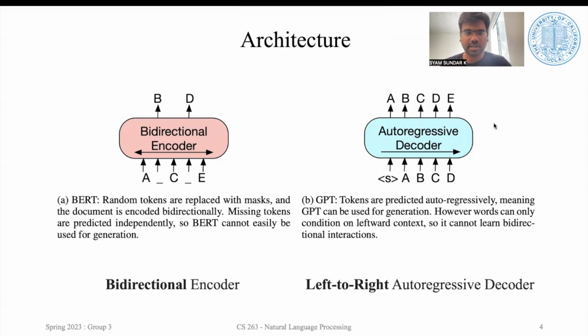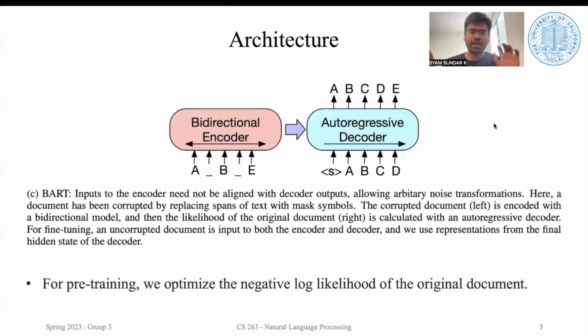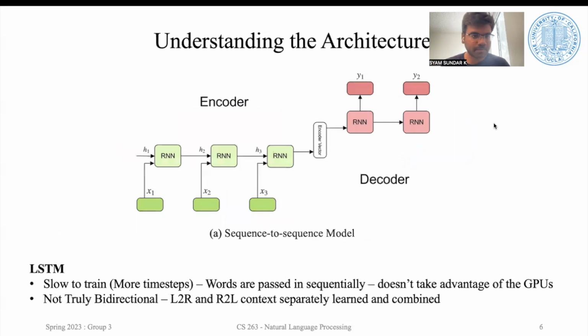Here, the encoder takes in the input A _ C _ E. Let's assume that the corpus has A, B, C, D, E. Here, the encoder generates B by seeing A and D by seeing C. Similarly, for the decoder, the input sequence is a start token, A, B, C, and D. So it generates E by understanding the sequence A, B, C, and D, because E is the obvious next character after D. So combining these two, an encoder and a decoder, gives you the BART architecture. And for pre-training, we optimize using the negative log likelihood loss of the original document.